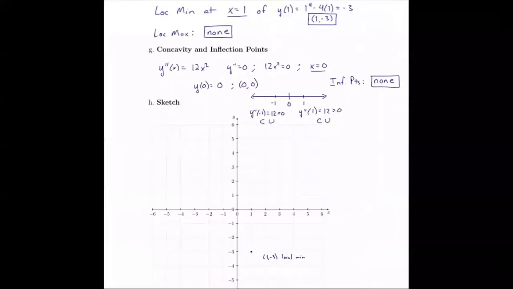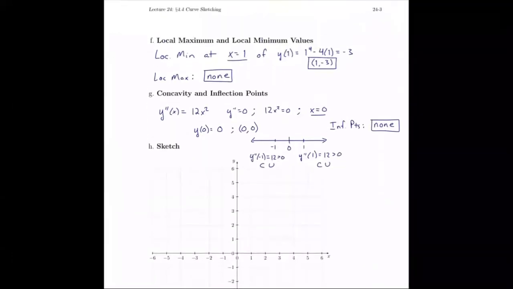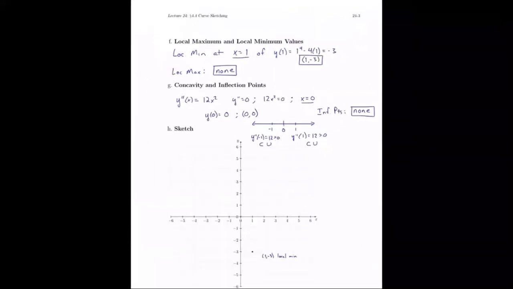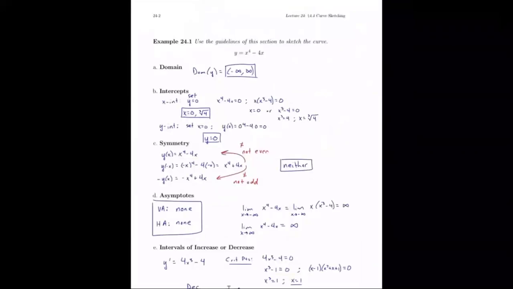Now let's see what else I can fill in. What other points do we know? We don't have any local maxes, so that's not worth anything. We don't have any inflection points, so we don't really need to mark that out because concavity never changed. We're concave up everywhere. Let's go back, see real quick. Oh, our intercepts, right? Looks like we have an intercept at the origin, (0, 0).